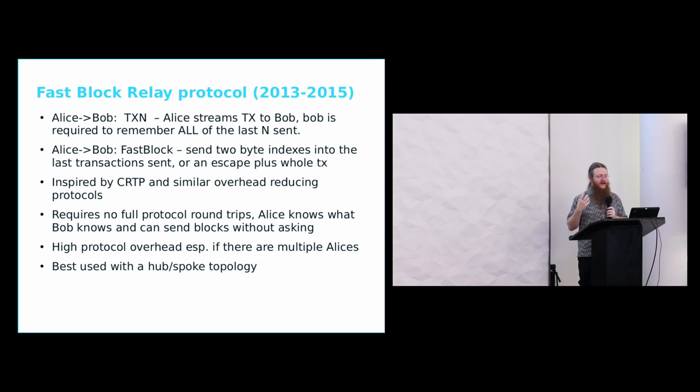And so this protocol had quite high overhead if you had many Alices. So it worked when talking to Matt's network or just a couple of them. And there were some miners that ran their own copies of this stuff as well, but it has high overhead. So it's best used with a very hub and spoke topology.